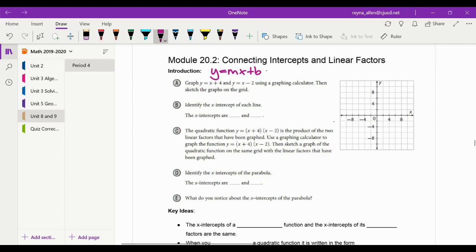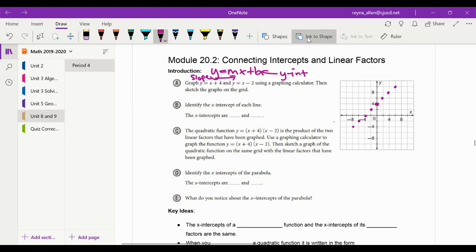Y equals mx plus b. Your b is your y-intercept. Your m is your slope. So we're going to draw these two lines. The first one has a y-intercept of 4. Put a dot. This one has a slope of 1 because there's a 1 in front of that x, even if we don't see it. Up 1 over 1, put a dot, up 1 over 1, put a dot, up 1 over 1. And then backwards, up 1 over 1, up 1 over 1.